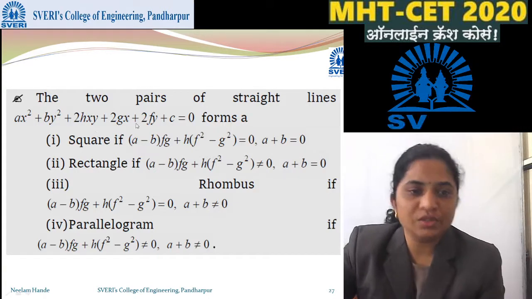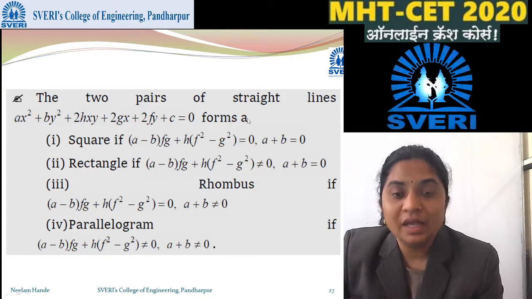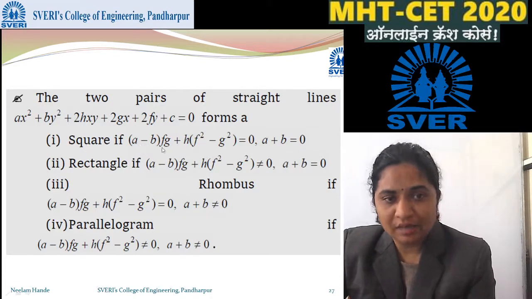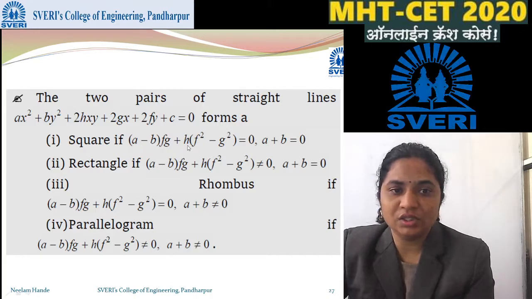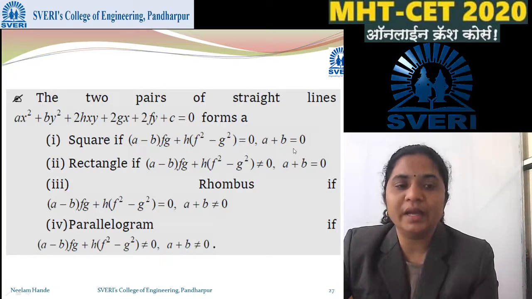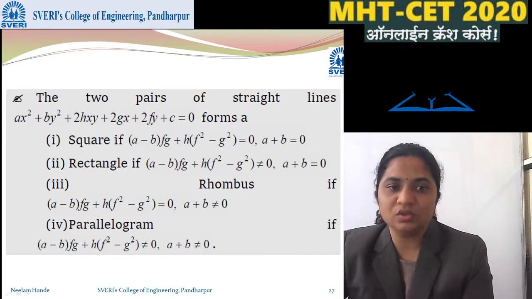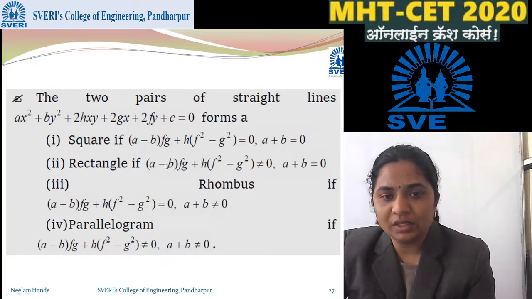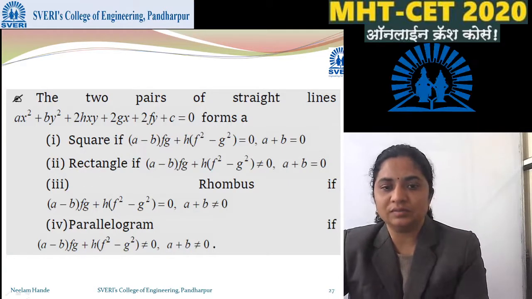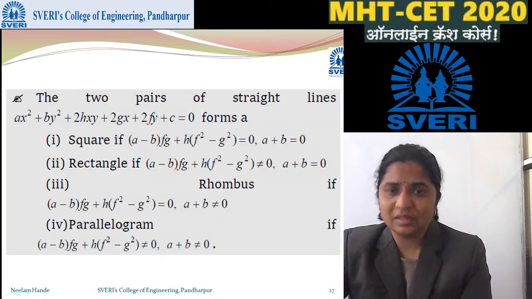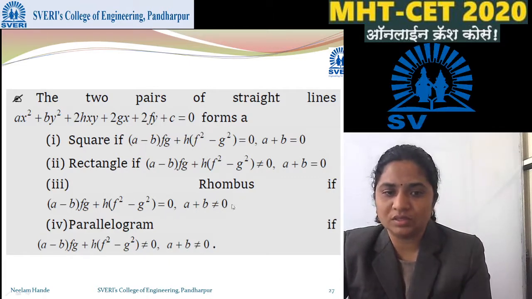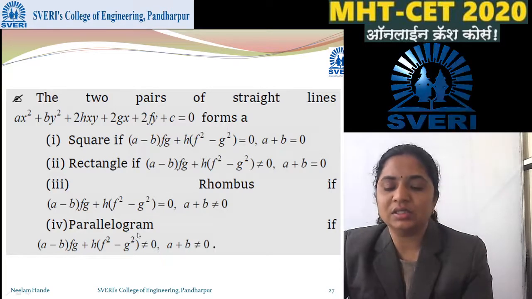So 2hxy plus 2gx plus 2fy plus c equal to 0 forms a square if, when we find this, a minus b into fg plus h into f square minus g square is equal to 0, and a plus b is also 0, then it is a square. Similarly, if this is non-zero but a plus b is 0, then it is a rectangle. Again, if this is 0 but a plus b is not equal to 0, then it is a rhombus. And if both are 0, then it is a parallelogram.